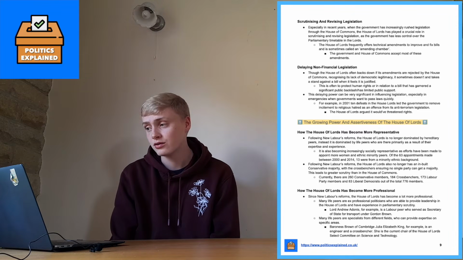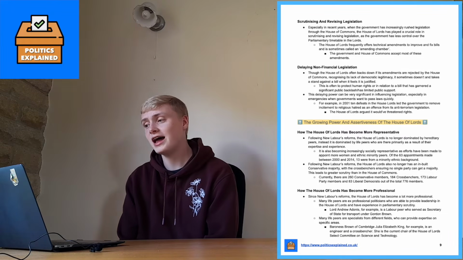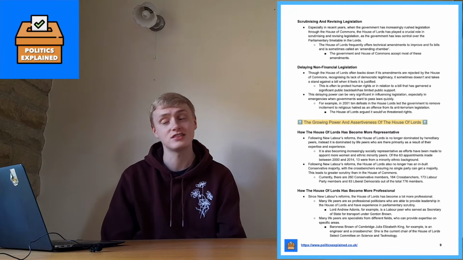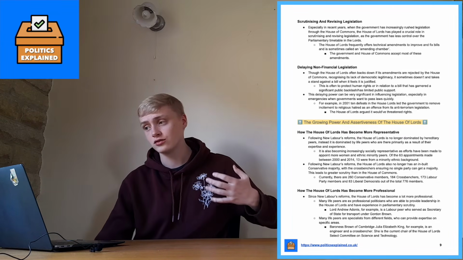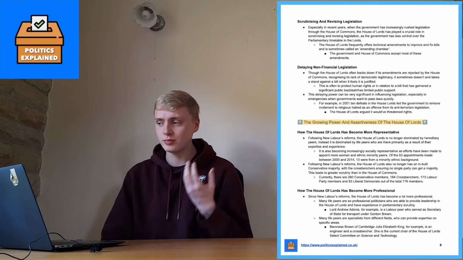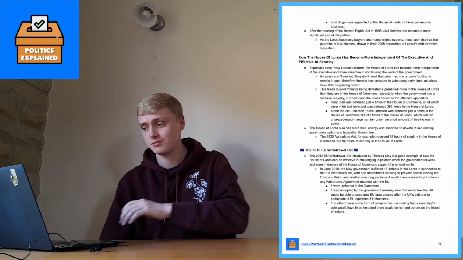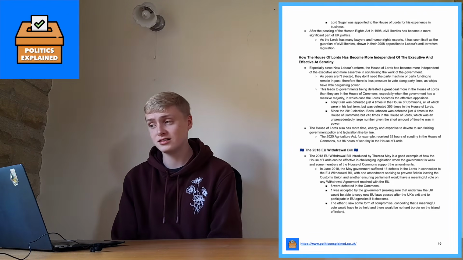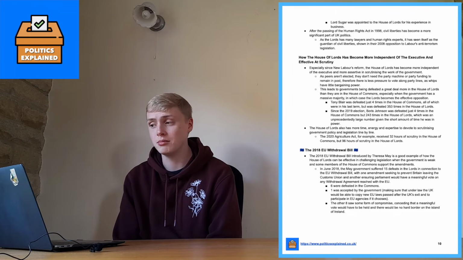So Baroness Brown of Cambridge, Julia Elizabeth King, for example, is an engineer and a crossbencher. She is the current chair of the House of Lords Select Committee on Science and Technology, showing how her expertise outside of the House of Commons and her specialism allows her to provide effective scrutiny in relation to science and technology. And then finally, after the passage of the Human Rights Act in 1998, civil liberties has become a more significant part of UK politics.